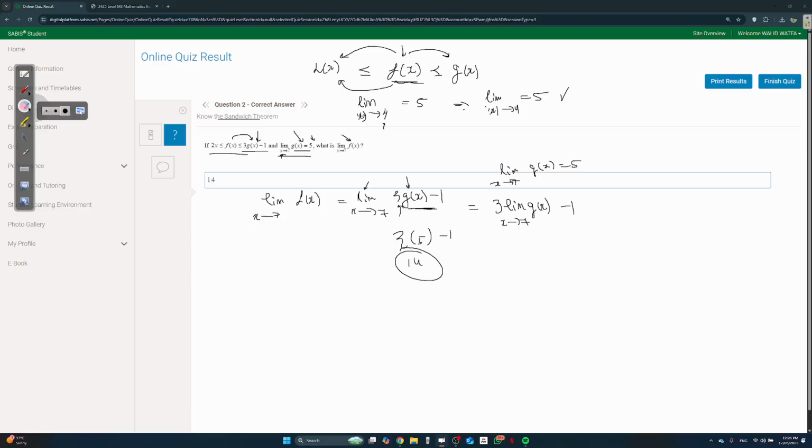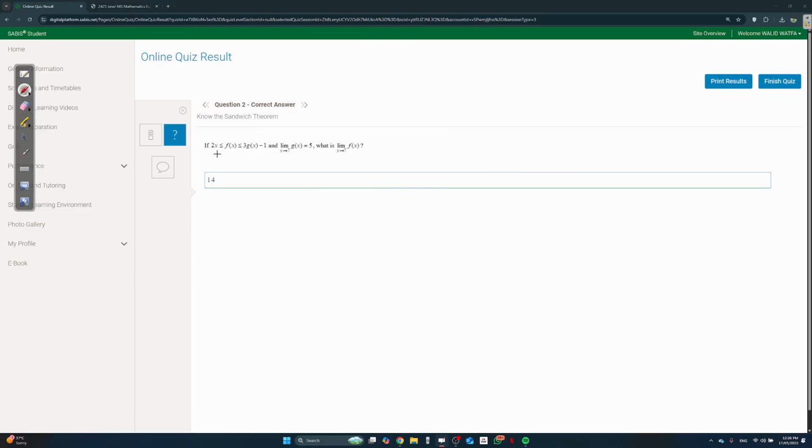Not that hard. Someone might come and say, what about the 2x, Walid? Okay, it doesn't matter. As long as you have one of the functions, that's okay. That's all you need. Maybe they don't give you 3g of x minus 1, maybe they give you 2x. If they told you 2x, and then they said limit of x over here, same thing, you just multiply by 2. And the answer would then be 10.